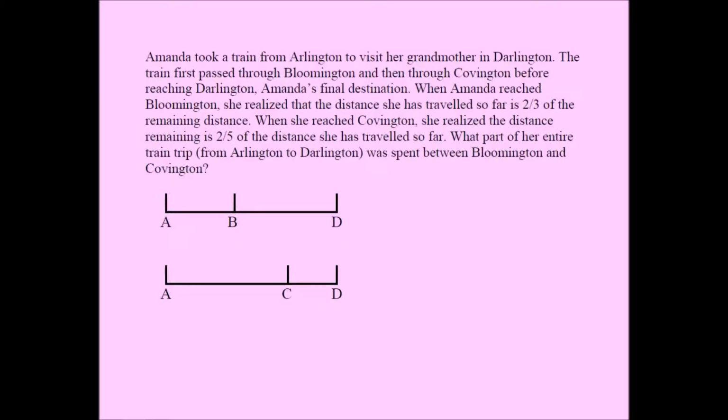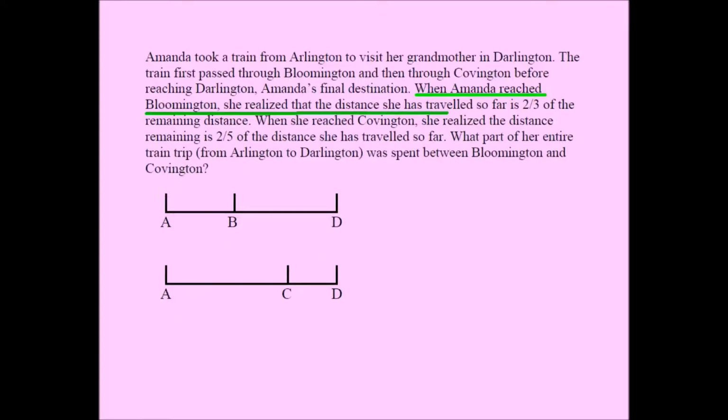From the question, it's clear that Amanda leaves Arlington for Darlington, and she travels through two of the other cities, Bloomington and Covington, in that order. So there's Arlington, then Bloomington, then Covington, then our final destination, Darlington. So let's read this line once again. When Amanda reached Bloomington, what does that mean, really?